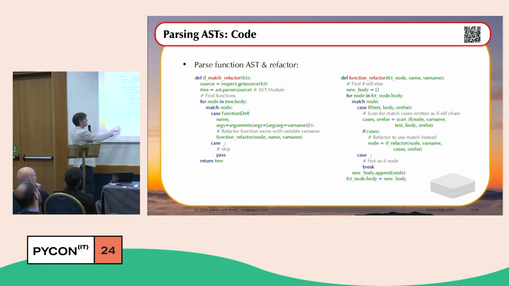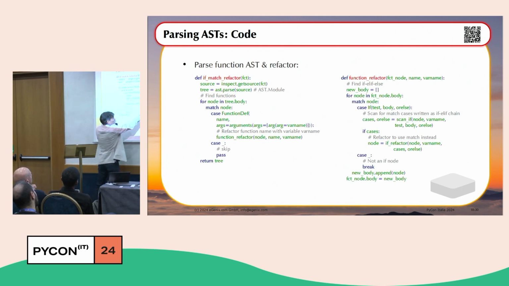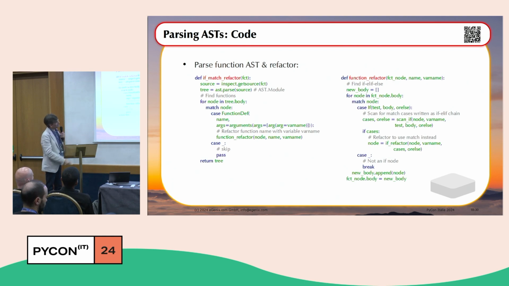So in the code here, what I'm doing is I'm basically searching for functions that have a name, and I'm capturing the variable name of that single variable in here. If I put in a function with more than one variable, this wouldn't match anymore. And then what I do is I basically branch out to a new function, refactor, which is there on the right, to actually do the refactoring of that particular function.